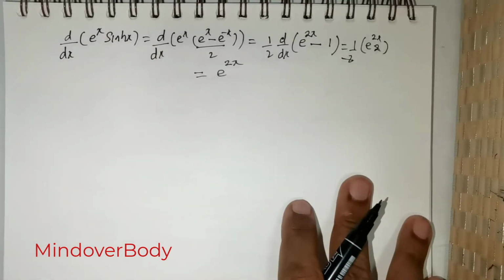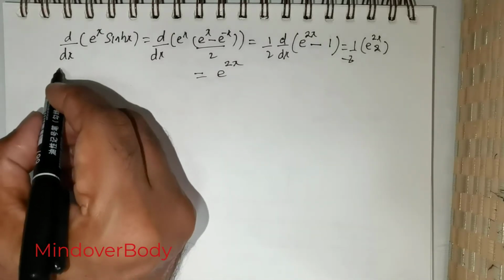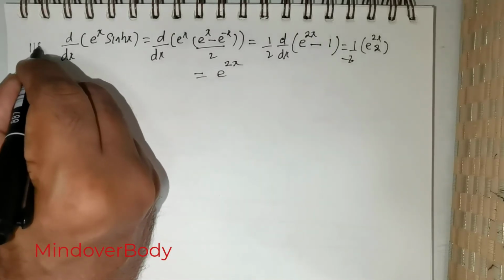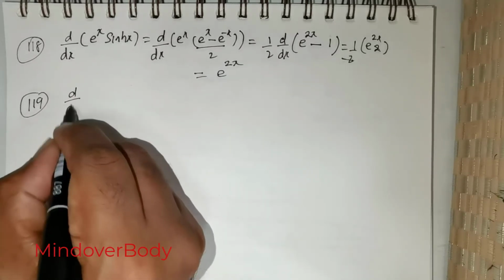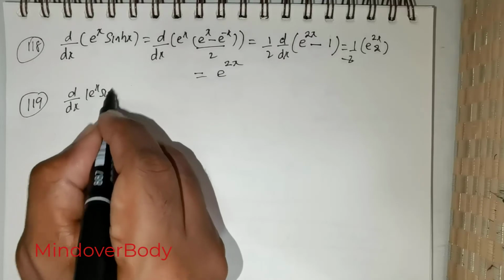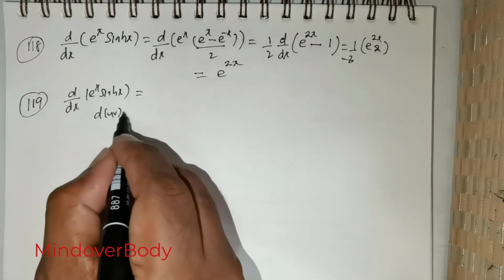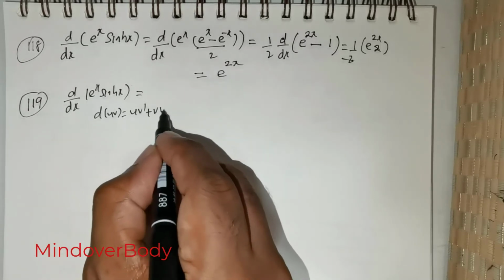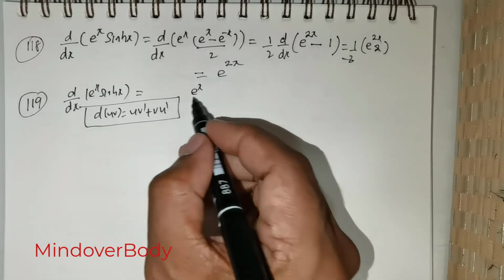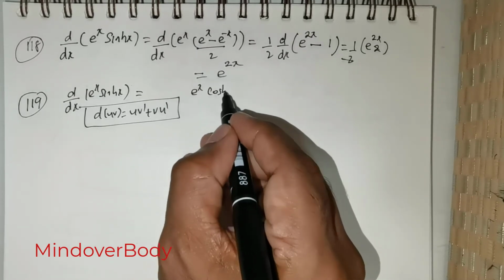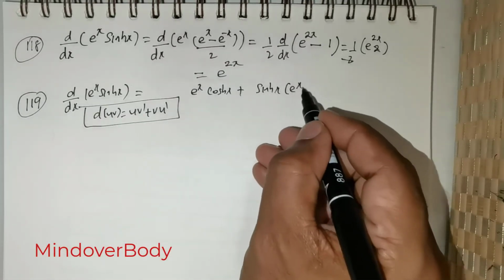Now I'm going to show you the same question by using the product rule. So this is question number 118 and question number 119. The same question, I'm going to use the product rule. So we know that d of u times v is u times v dash plus v times u dash. So this is going to be e raised to the power of x times the differential of sinh x, which will give me cosh x, plus sinh x times the differential of e power x, which is going to be e power x.